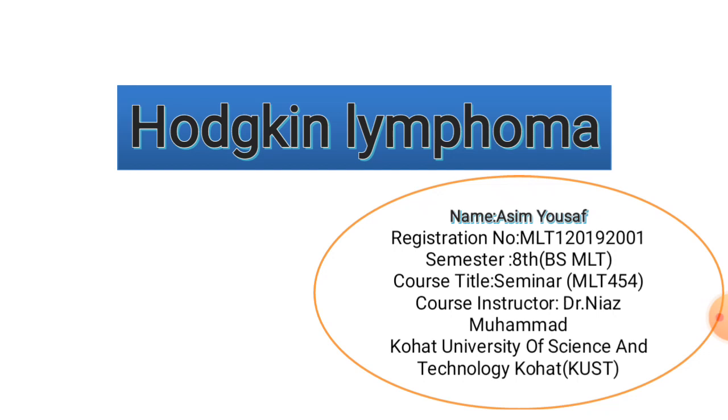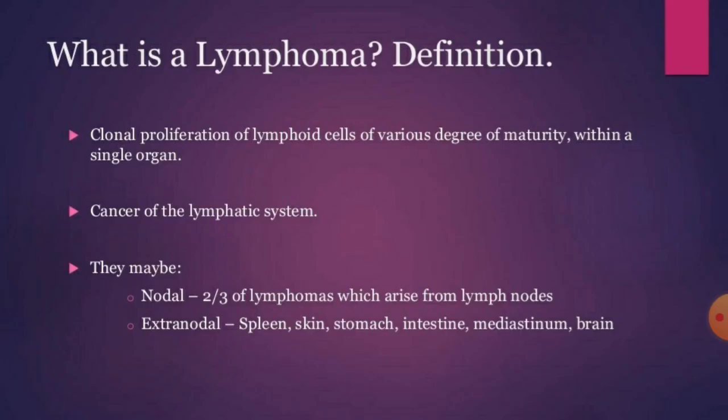Today my presentation topic is about Hodgkin lymphoma. What is a lymphoma? Lymphoma is a clonal proliferation of lymphoid cells of various degrees of maturity within a single organ. Cancer of the lymphatic system. They may be nodal, which arise from lymph nodes, or extranodal, such as spleen, skin, stomach, intestine, mediastinum, brain.